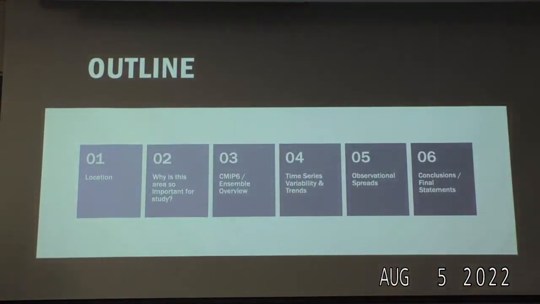So a little outline of what I'm going to be talking about today: I'm going to introduce where the Bering Strait is. I'm going to explain why this area is so important to study. I'm going to give a brief explanation of what CMIP6 and ensembles are. And then we're going to take a look at my results, which show time series variability with trends and observational spreads, and then I'm going to make some final statements about this project and some conclusions I came to.